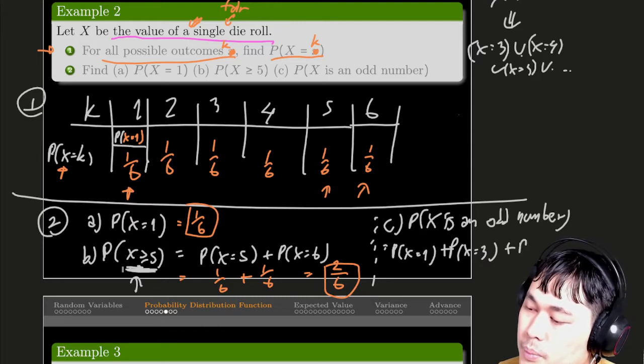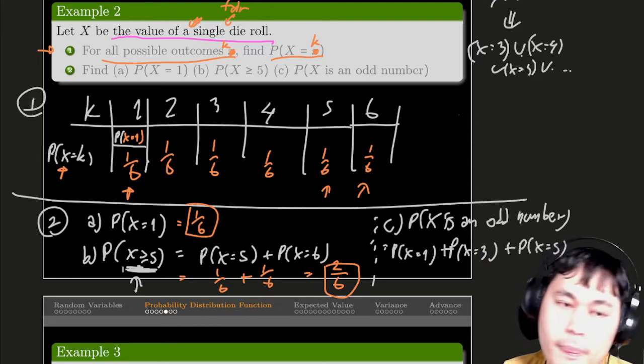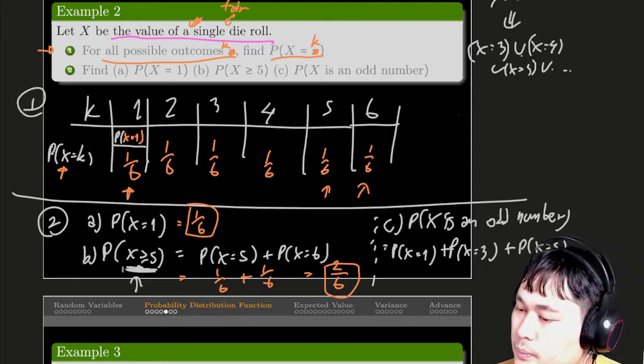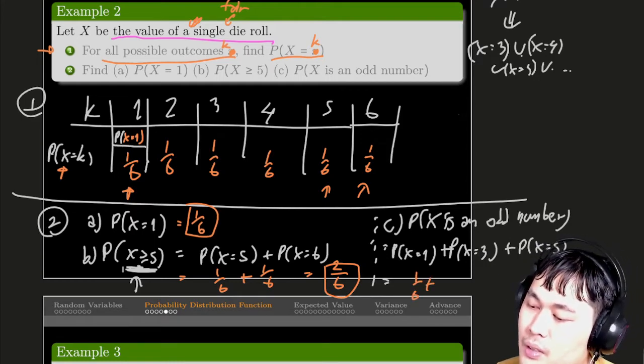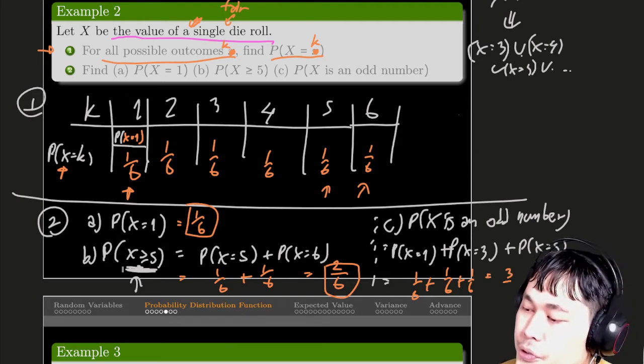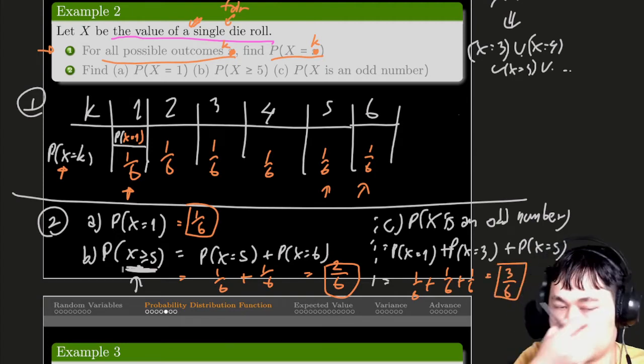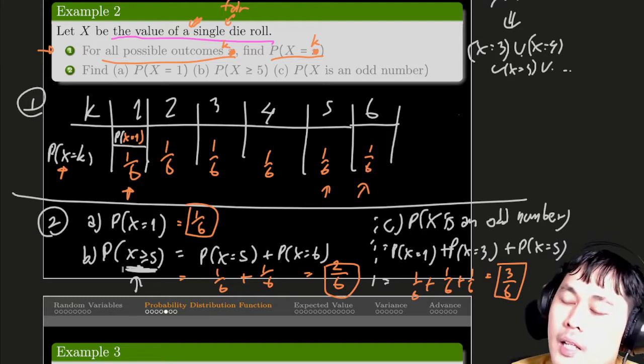Yes, for the 3 and P(X) equals 5. And again, everything is 1/6, so we can easily compute the sum. You should get 3/6.